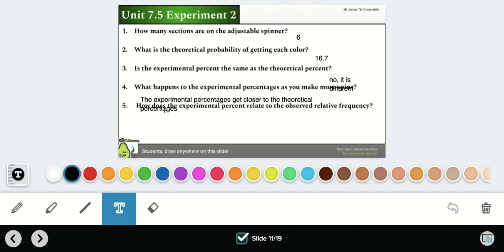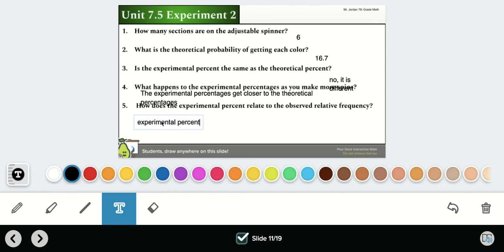And then last, how does the experimental percent relate to the observed relative frequency? So that is really a question about terms. The experimental percent is the same as the observed relative frequency. It's the same thing.